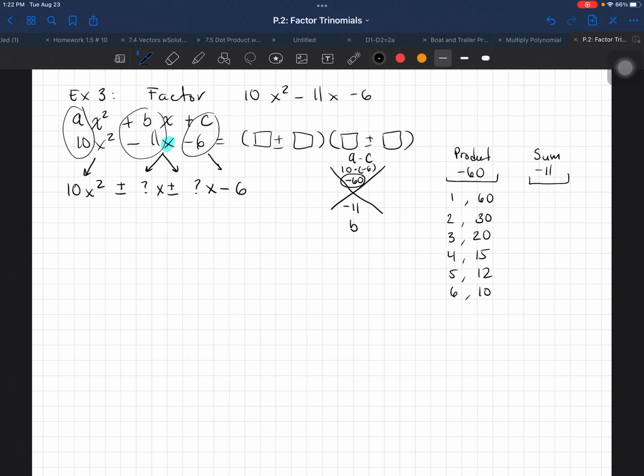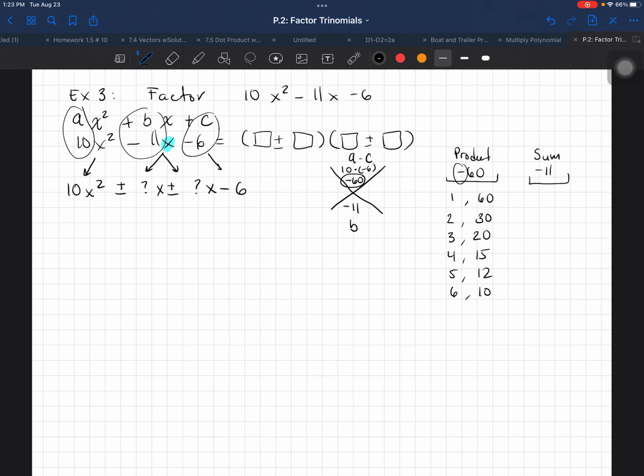7 times something does not give you 60. 8 times something does not give you 60. 9 times something does not give you 60. 10 times 6 gives you 60, but we already have that combination here, so that tells us that we can stop. So now we have to figure out which side will have the negative and which side will have a positive, or what kind of sign they would have.